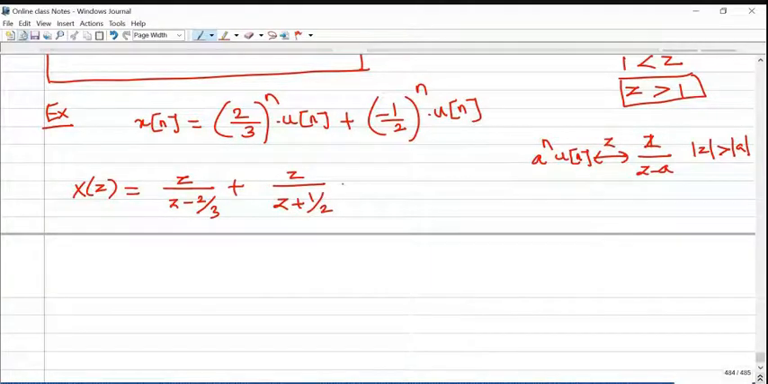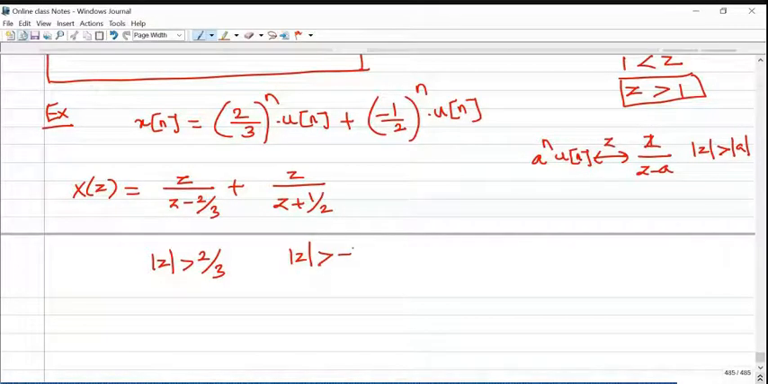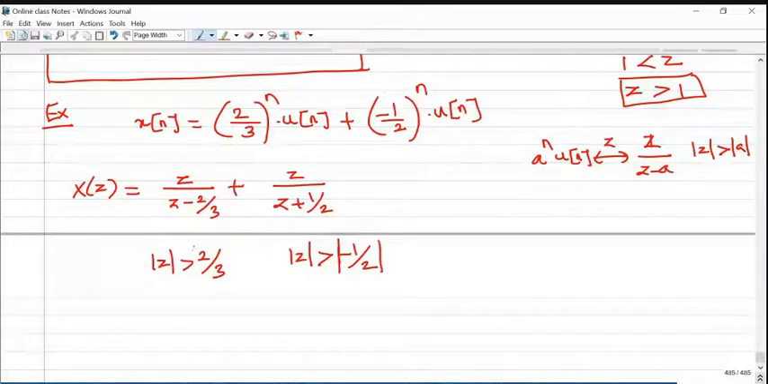Okay, ROC. For the first term, modulus z is greater than 2/3. For the second term, ROC modulus z is greater than 1/2. If you draw the circle with radius minus 0.5 and the circle with radius 0.5, both are the same. That's why we are using this modulus symbol.